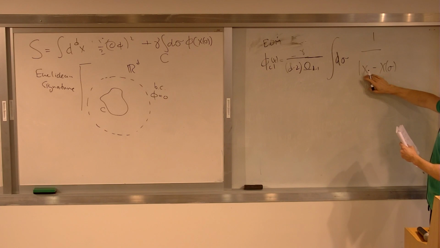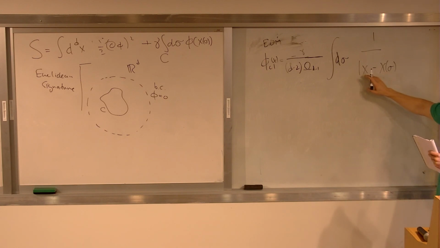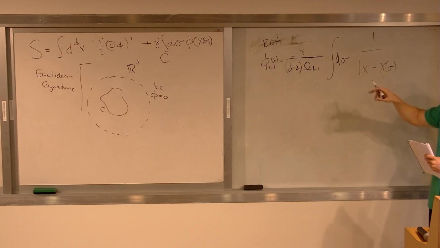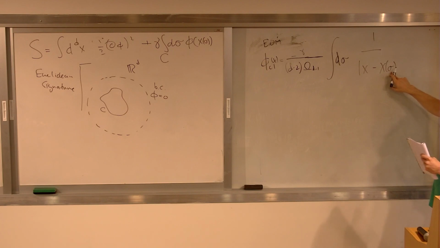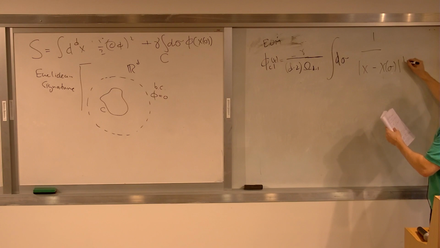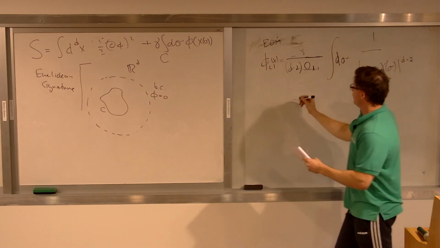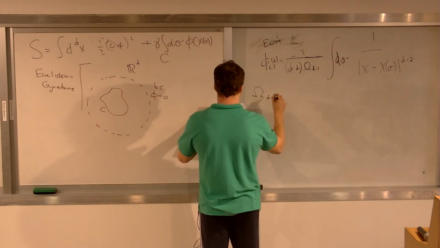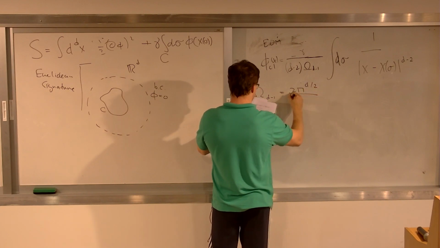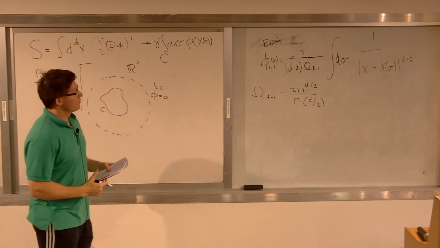So x is fixed. Is that clear what I mean? This is the distance from the point where you want to measure phi to a point parameterized by sigma on the curve. Hopefully this notation is intelligible. D minus 2, so nice. This is the formula, and this omega d minus 1 is 2 pi to the d over 2 over gamma of d over 2. This is the formula for the classical solution.